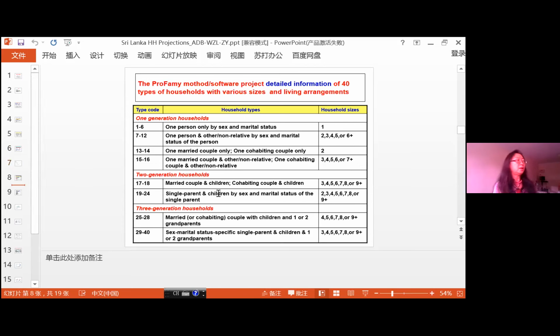Now we look at how many household types the model can produce. There are 40 types of households, categorized by generations. In each generation, you can have households based on the person's gender, marital status, and household size. For example, for one-person households, you can know how many are male, how many are female, what their marital status is, and what their age is. I think this kind of information is important for aging studies, because elderly people living alone need more attention and more care from the community.